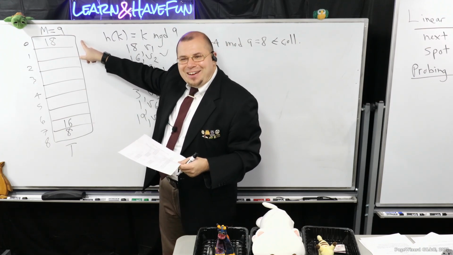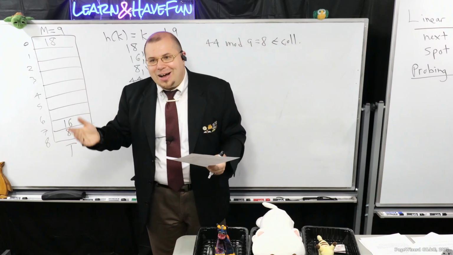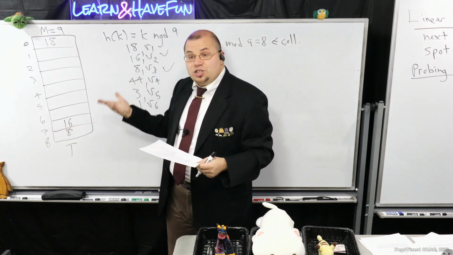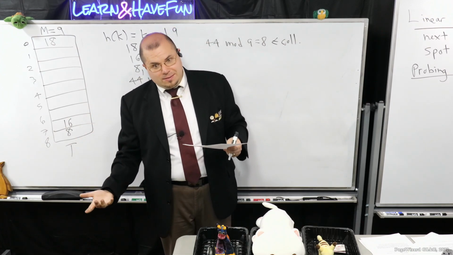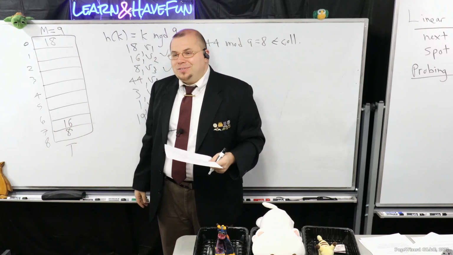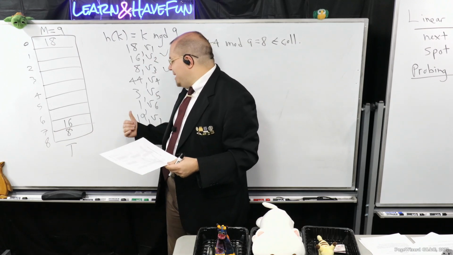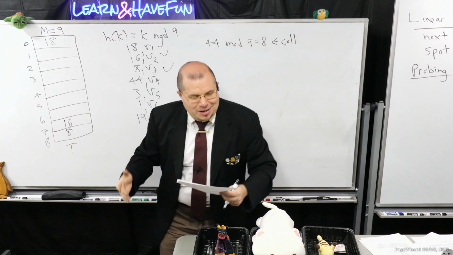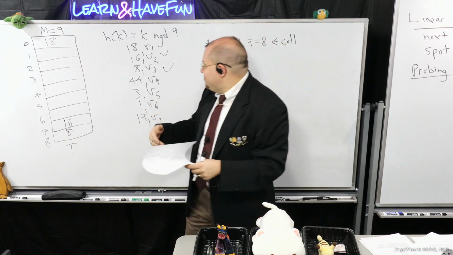There's something here though. So what does that mean? The bunny needs to hop to the next spot over. So it's h of k plus 2 mod m. So before, when I add 1, I get 0. When I add 1 again, I get 1. So bunny hops, finds a hole. We can put 44 here.